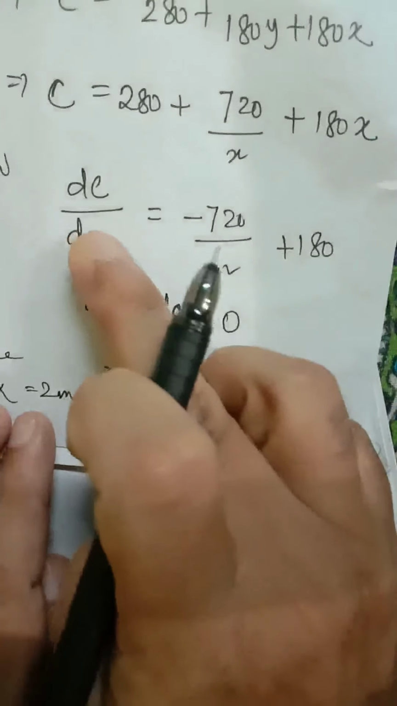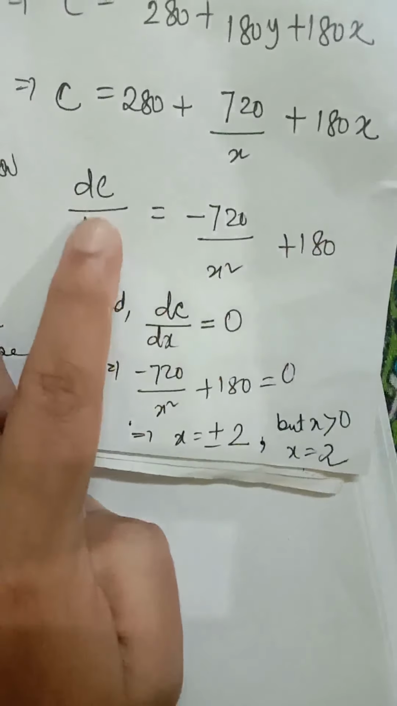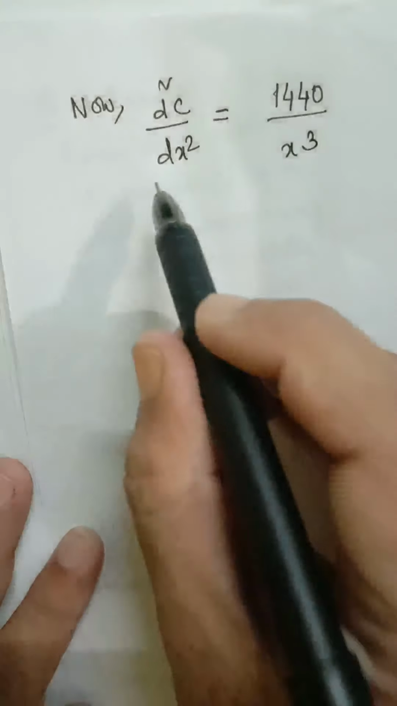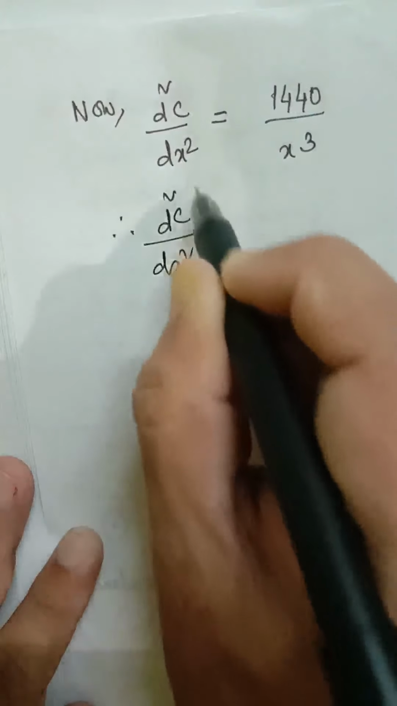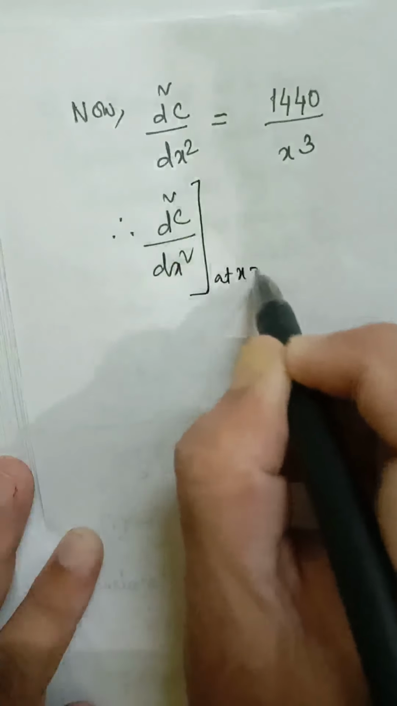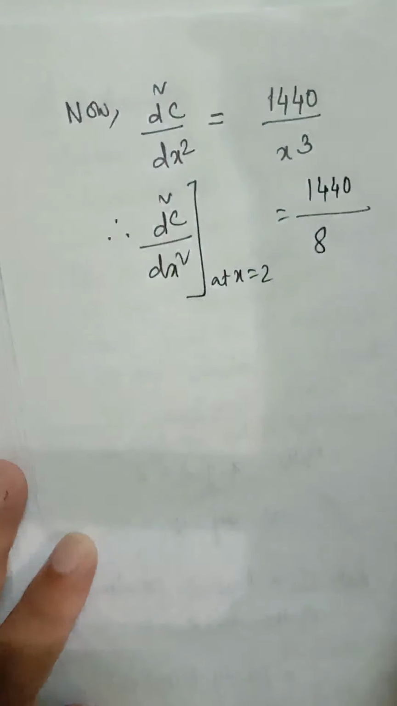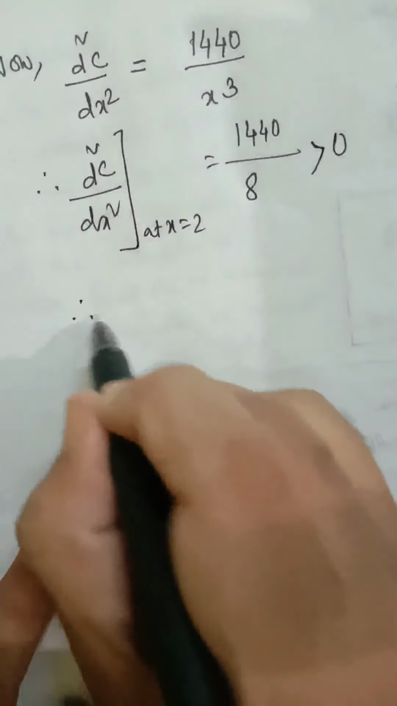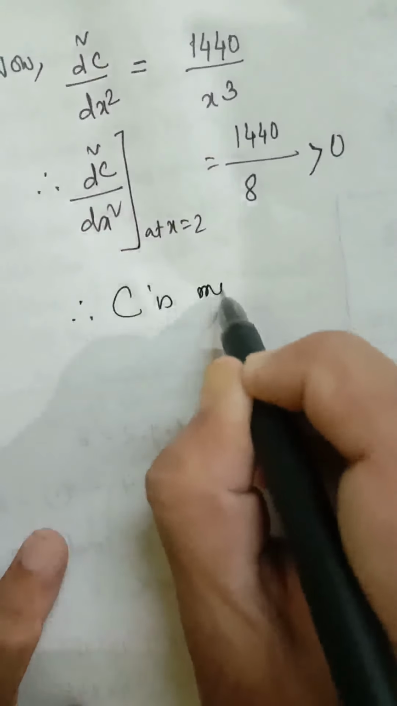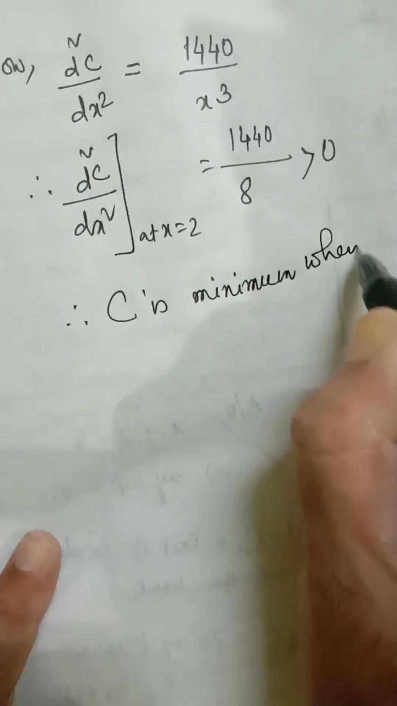Next we have to find d2C/dx square. This is our dC/dx. We will find d2C/dx square. So d2C/dx square is equal to 1440 by x cube. Our stationary point is x equal to 2. At x equal to 2, it will be 1440 by 8. We can see this is positive, and therefore C is minimum. That is, the cost of construction is the minimum when x equal to 2.